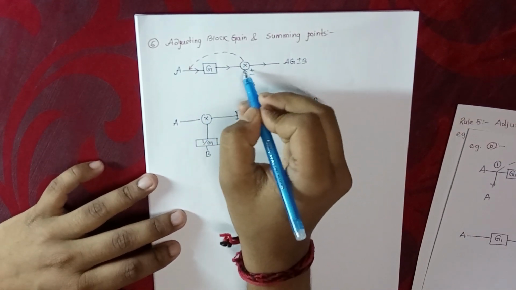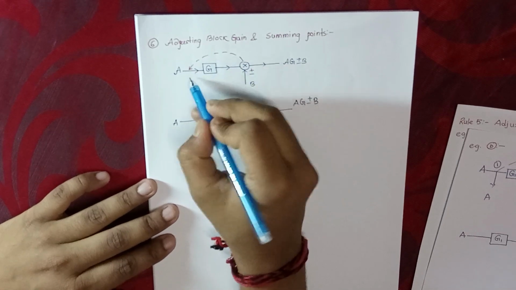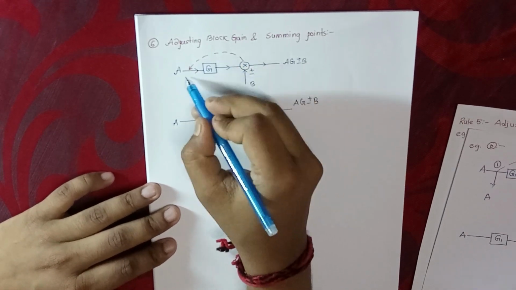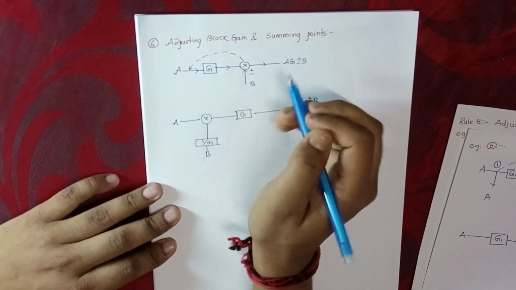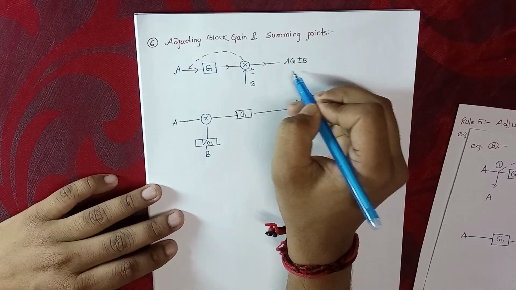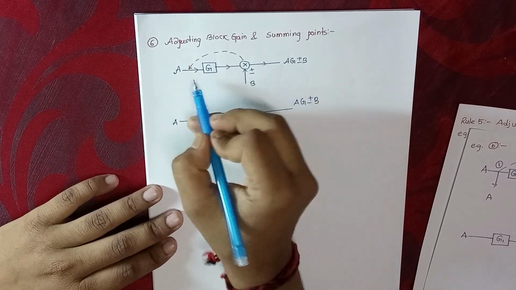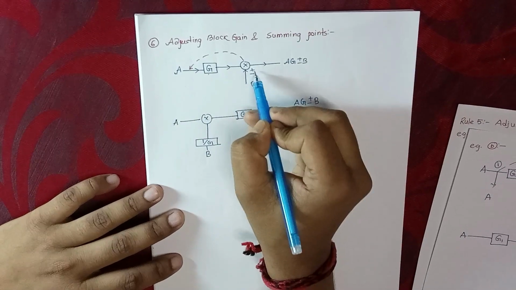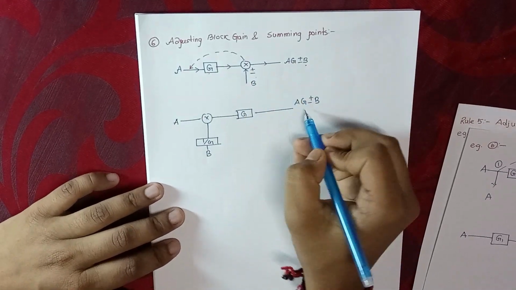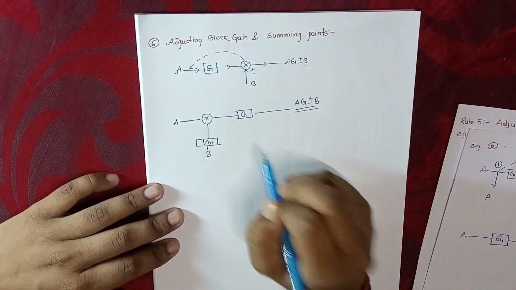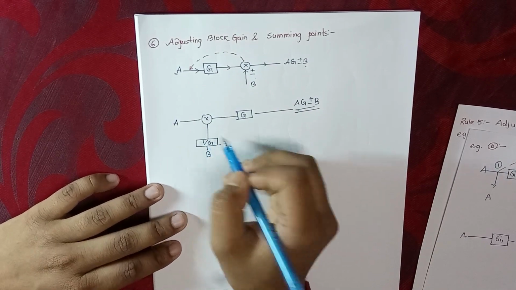Here one summing point is there and I want to shift the summing point to here. If I want to shift the summing point to here, first of all I need to find the output. What is the output here? It is A into G plus minus B. Here also I need the same output. So for that what I need to do?